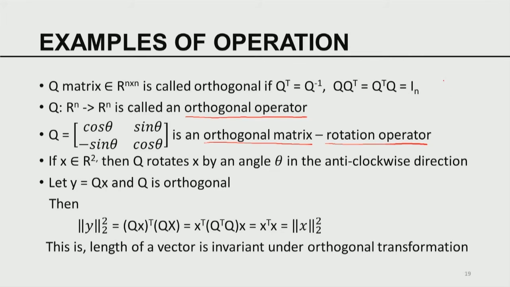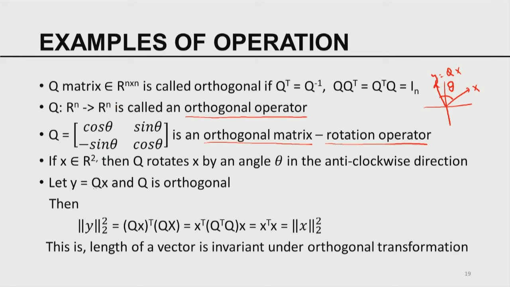So what does it mean? If you have a vector X and you multiply the vector by Q, you get the vector Y, where Y is equal to Q times X. The length of X and the length of Y are the same, so this is called a rotation operator. Rotation operators are generally denoted by orthogonal matrices, or orthogonal matrices represent the rotation operators. So if you multiply a vector in R2 by Q, you rotate the vector by an angle theta. The theta by which you rotate is the theta that comes in Q. Cosine theta, sine theta, minus sine theta, cosine theta are the four elements of the 2 by 2 matrix.